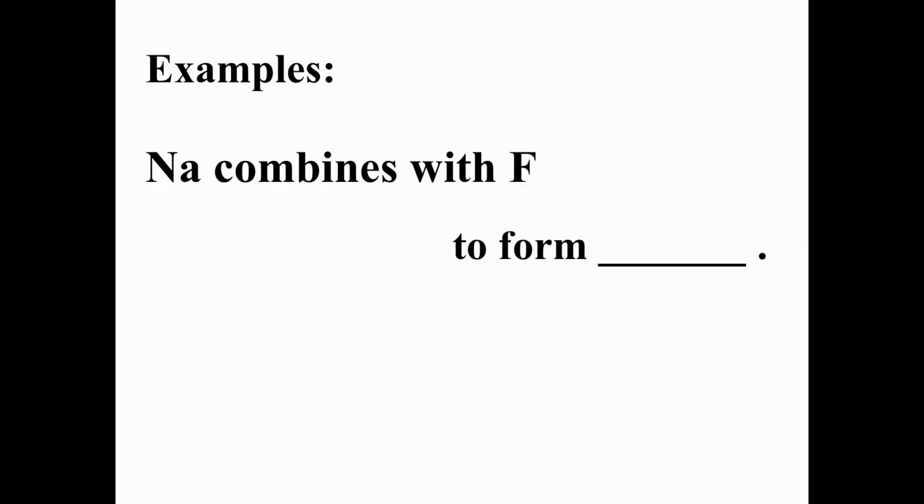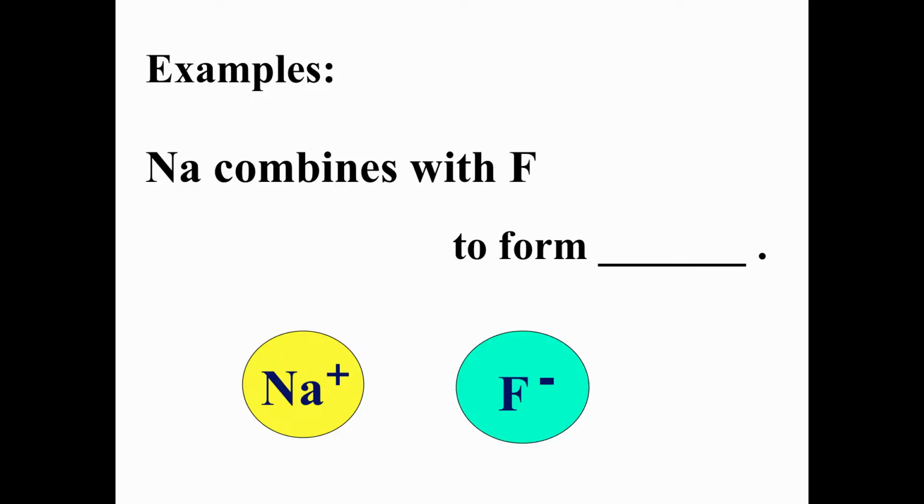Now let's do a few examples of this. Na combines with F to form, well, this is pretty similar to the previous one. Na makes a +1 ion. Fluorine makes a -1 fluoride ion. They attract each other, and since sodium is +1 and fluoride is -1, one of each is a nice neutral balance, so the compound is NaF, a 1-to-1 ratio of sodium to fluoride, and it's called sodium fluoride.